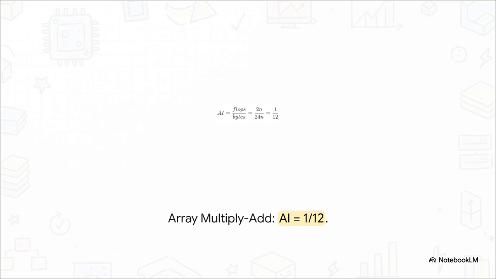When we do the math here, the ratio is honestly pretty grim. We perform just two operations, a multiply and an add, but to pull that off, we have to load two 8-byte values and store one 8-byte value. That is 24 bytes of traffic in total. So that gives us an arithmetic intensity of 2 over 24, or 1/12.